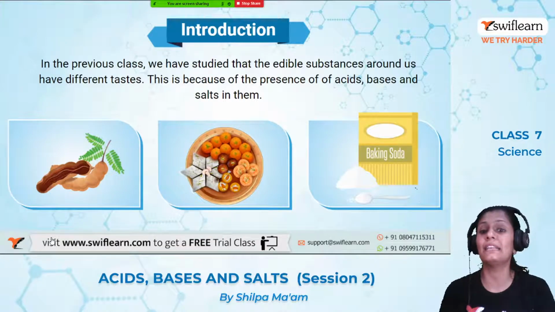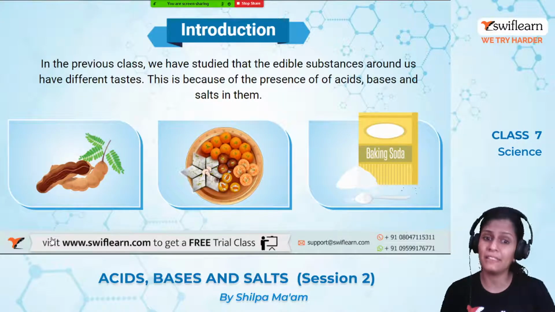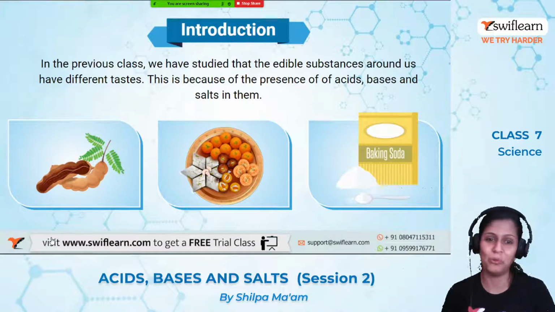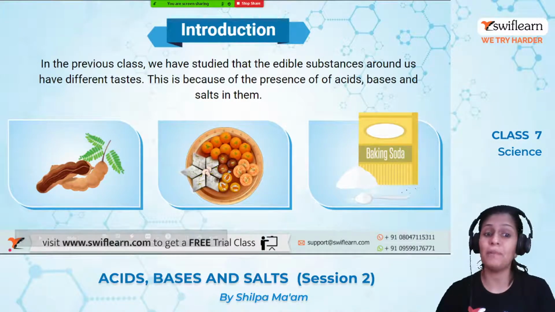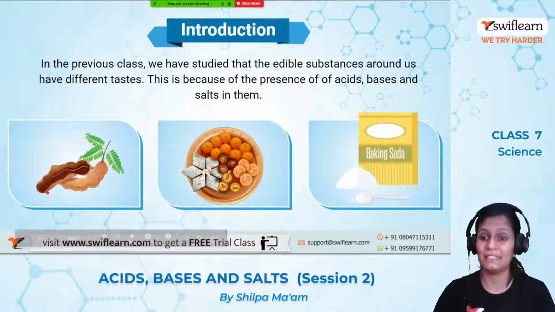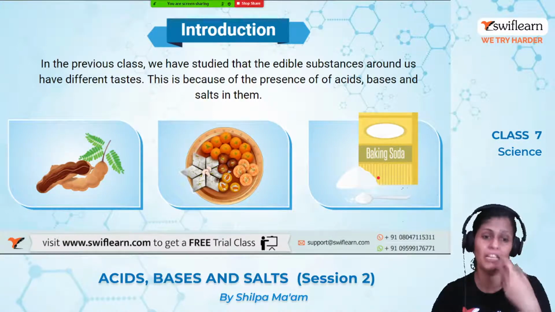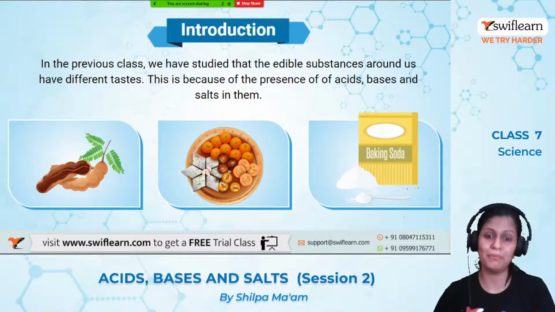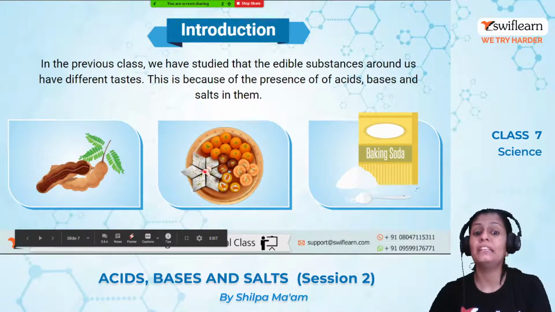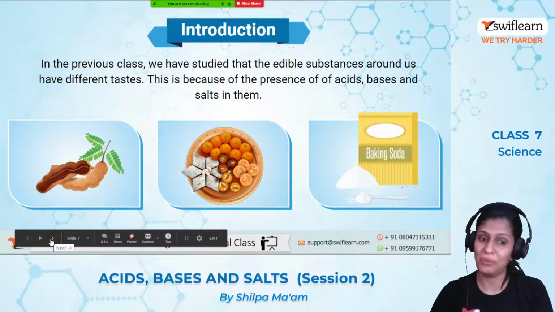We have just studied that edible substances around us have different tastes. You can see sweets in front of you, which make your mouth water. They are sweet in taste. The tamarind is a bit sour in taste. That means it has some acid in it. Baking soda is bitter in taste. If you keep a pinch of baking soda on your tongue, you feel it is bitter. Same goes for medicine. That means they have basic nature, and the tamarind has acidic nature. Sweets taste sweet, so they have neither acids nor bases in them.